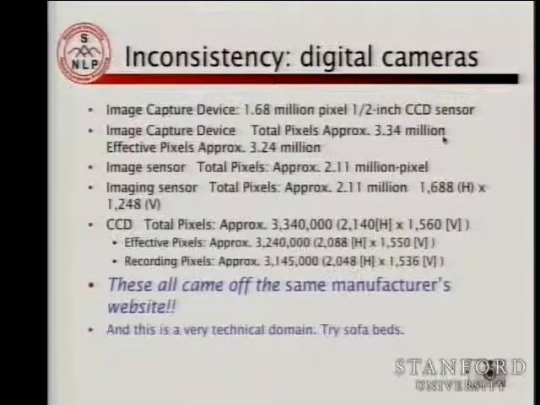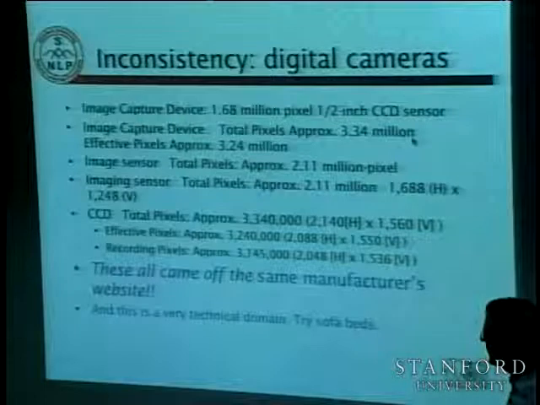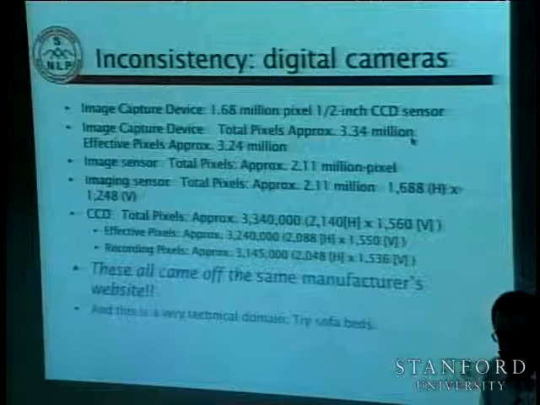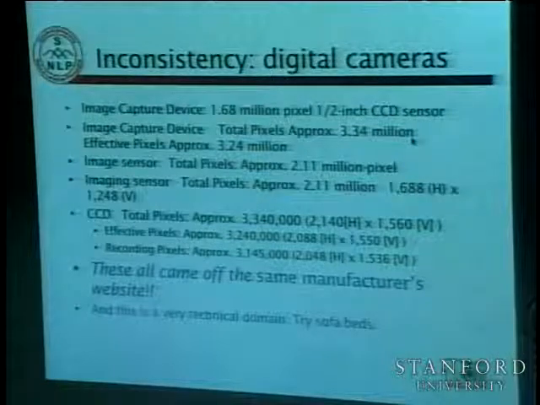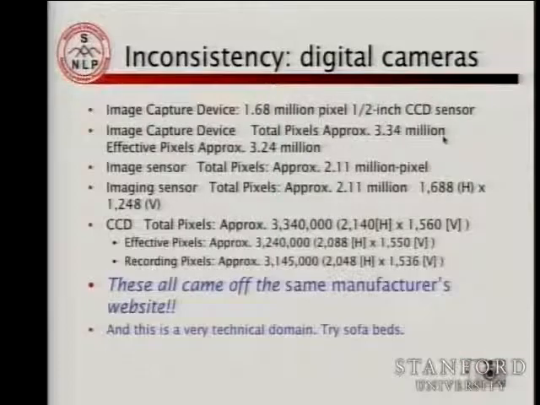So here's a digital camera website, and this is looking at their technical specs pages for different cameras. What you can see is that for the resolution of the camera, they use all kinds of different terms: image capture device, image sensor, imaging sensor, CCD total pixels. You're just meant to know that somehow those are referring to the same thing. And the interesting thing is I took all of these off one manufacturer's website. It's not that different camera manufacturers use different terminology.